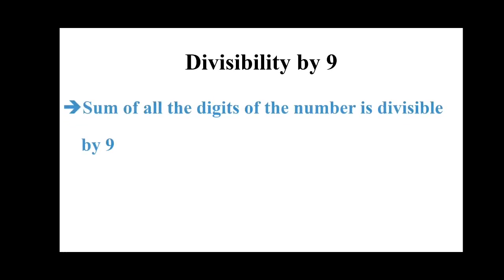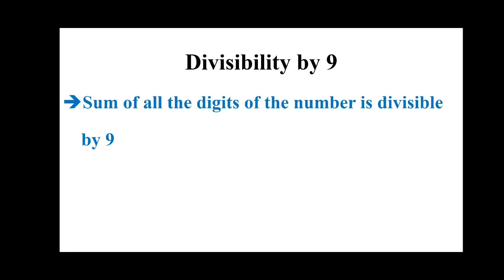Divisibility by 9. If the sum of the digits of the number is divisible by 9, then that number is divisible by 9. Look at the examples. 216. 2 plus 1 plus 6 is equal to 9. 9 is divisible by 9. So 216 is divisible by 9.